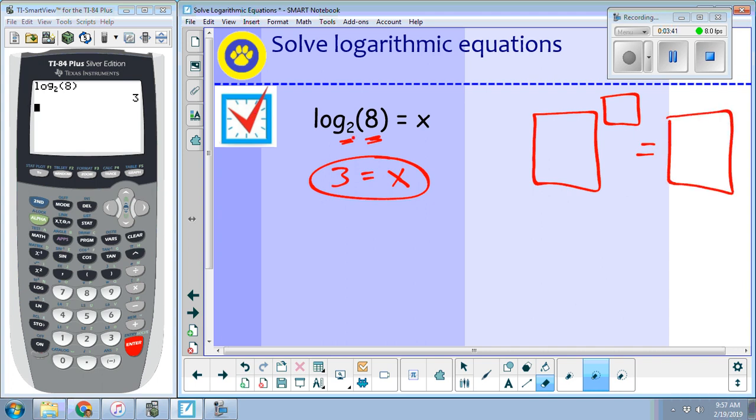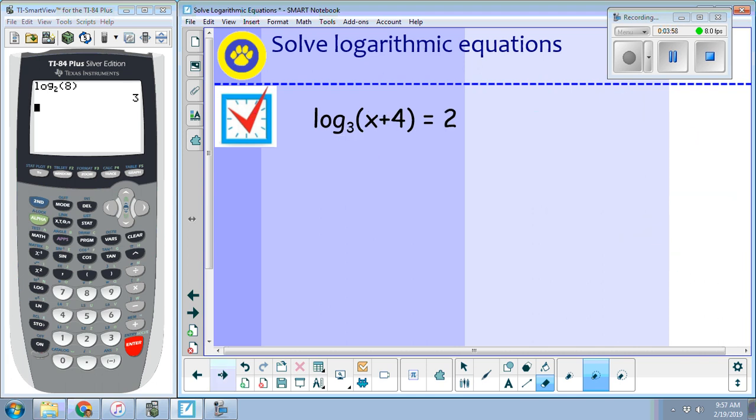2 is at the base or the bottom. Logs help us solve for the exponent, which is a 3. What we solve for, and does that get me to 8? Yeah. 2 times 2 times 2 gets you to 8. So I've checked my answer.